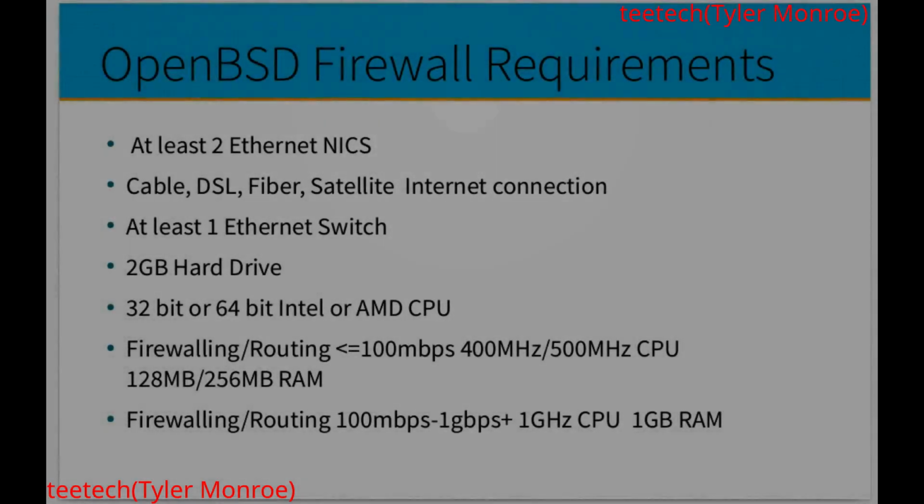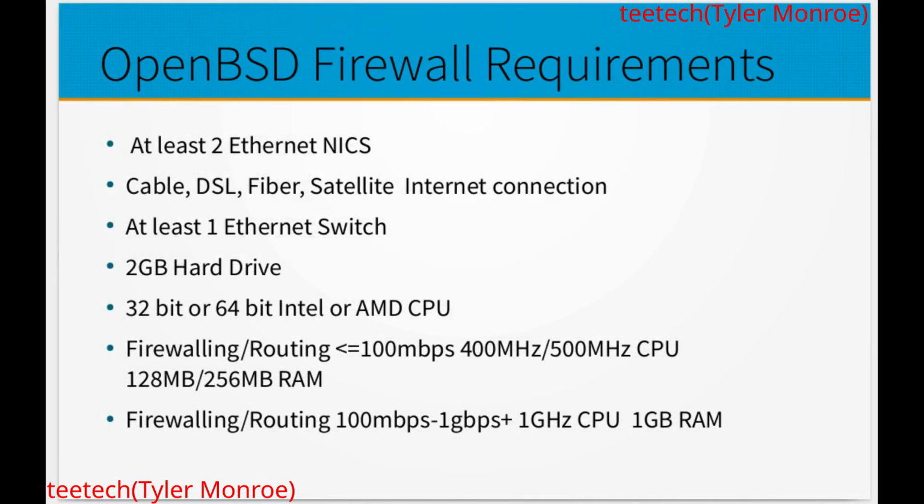Okay, moving right along to section 2. Now in this section, we'll touch on some requirements for any firewall. So, first of all, we need at least 2 Ethernet NICs. So you need 2 interfaces that can run Ethernet, and they need to be the RJ45 type.